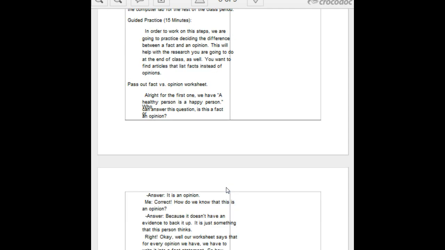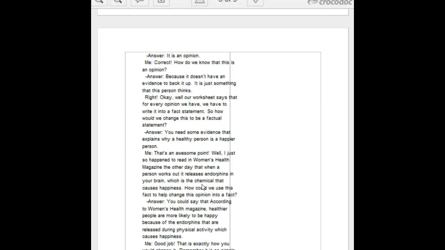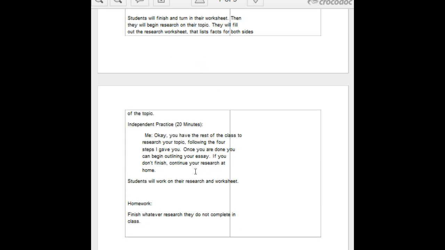When you pass out this fact versus opinion worksheet, you assume that the kids are going to know that opinion doesn't have evidence to back it up, but I'm not sure that they would explicitly know that. I don't see you providing the direct instruction or the criterion for them to work with, that question and answer format, so that they can take this skill outside of your classroom, all right? So you have them working through that. And then for the rest, you give them the rest of class to research your topic, following the 4 steps that you gave them. And once you're done, you can begin outlining your essay.